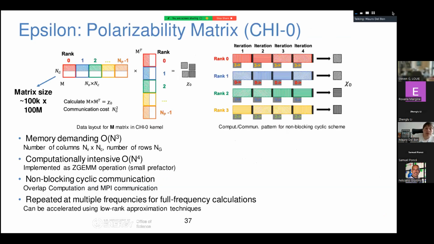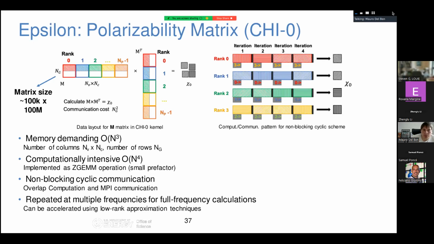So here's a snapshot of the algorithm. To give you an idea, for a very large application, this short and fat matrix can be of the order of 100,000 rows and exceed 100 million columns. So this is a very expensive operation, both in terms of memory and computation. So we have been working to make sure that this application works extremely efficiently on many-core architectures, as well as once we offload to GPUs.